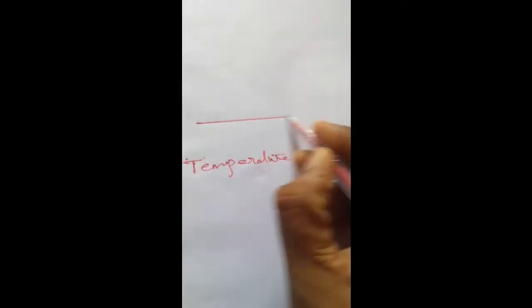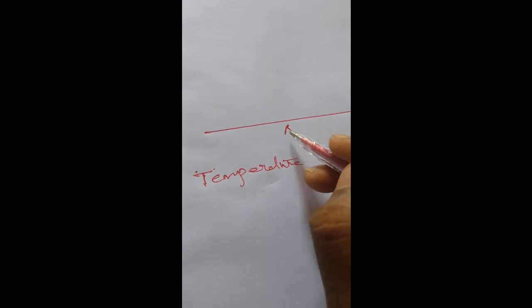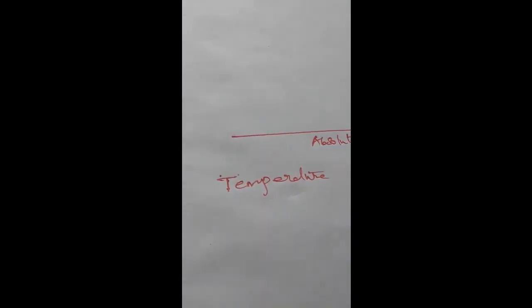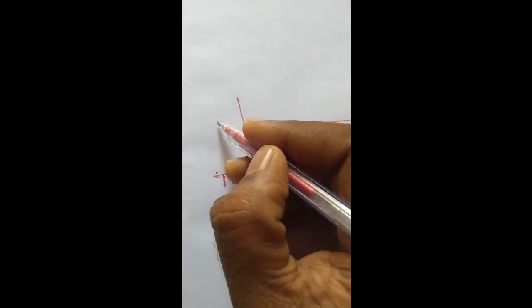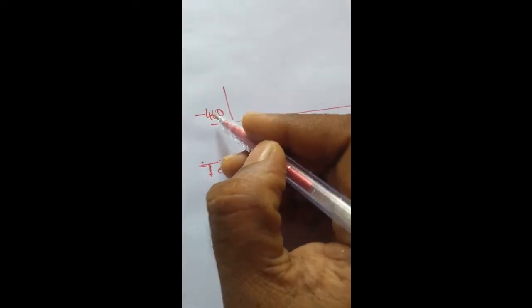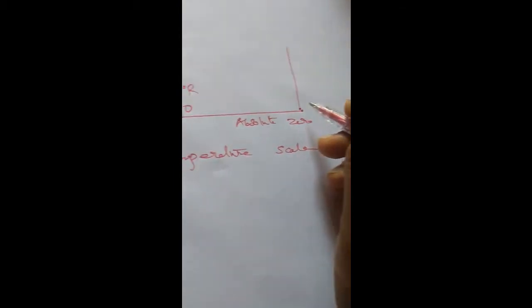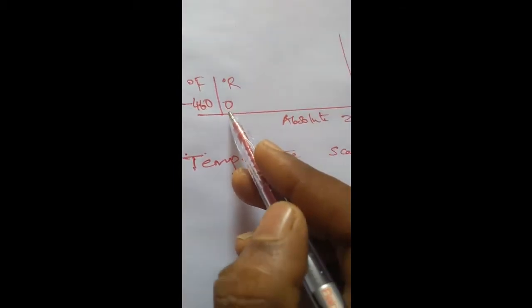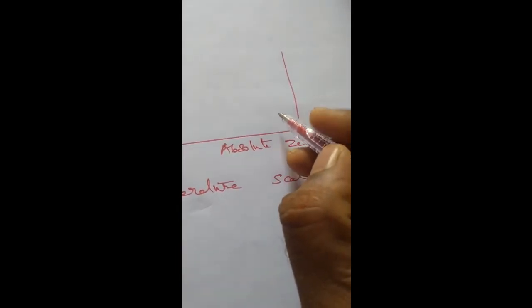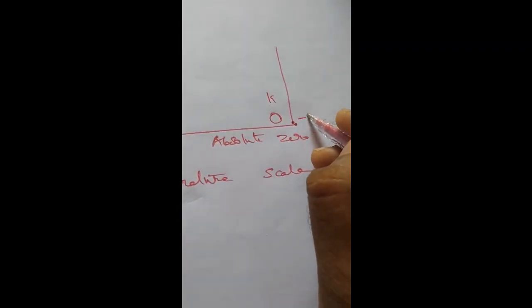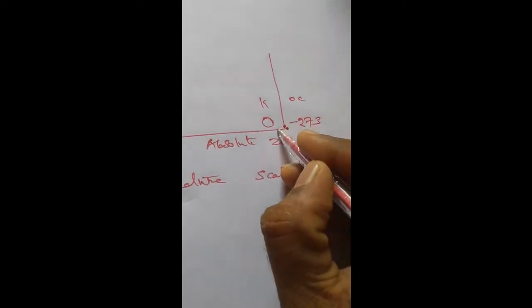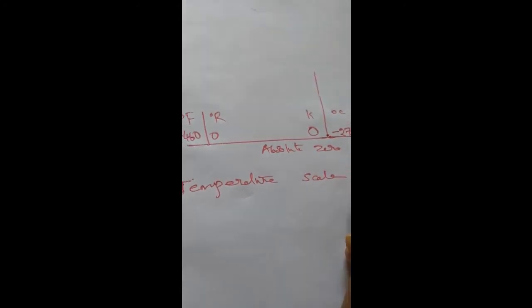If you are looking at the temperature scale, the baseline is absolute 0. So we have minus 460 degree Fahrenheit, 0 degree Rankine. We have minus 460 degree Fahrenheit, 0 Rankine. We have 0 Kelvin and minus 273 degree Celsius. This is at absolute 0.